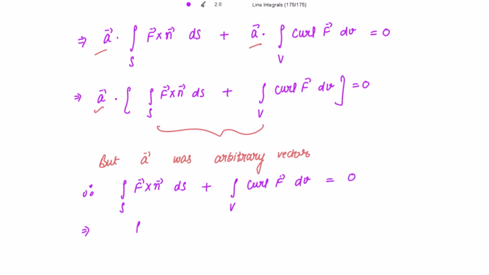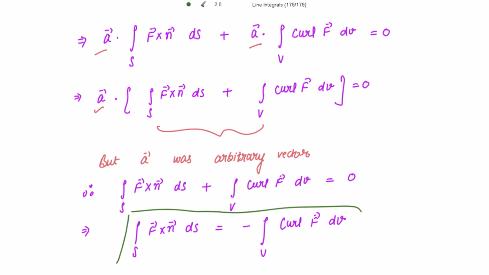This implies the surface integral of the cross product of F vector and N vector is equal to the negative of the volume integral of curl of F vector dv. Hence, we have proved the first result.